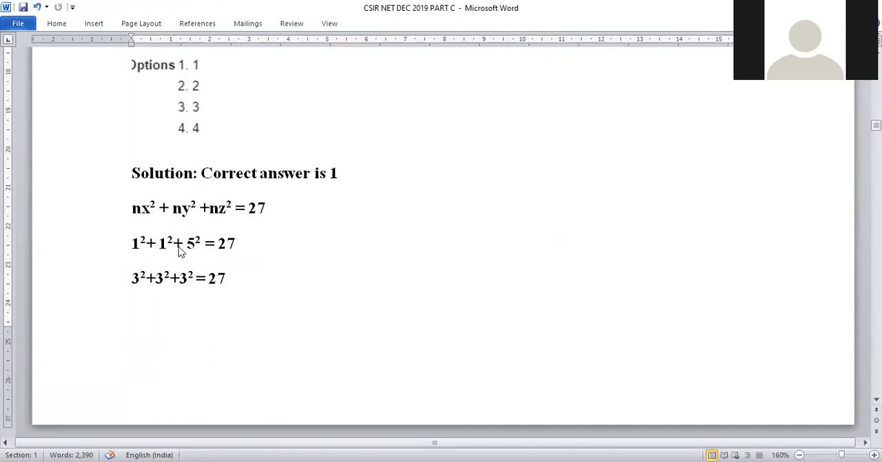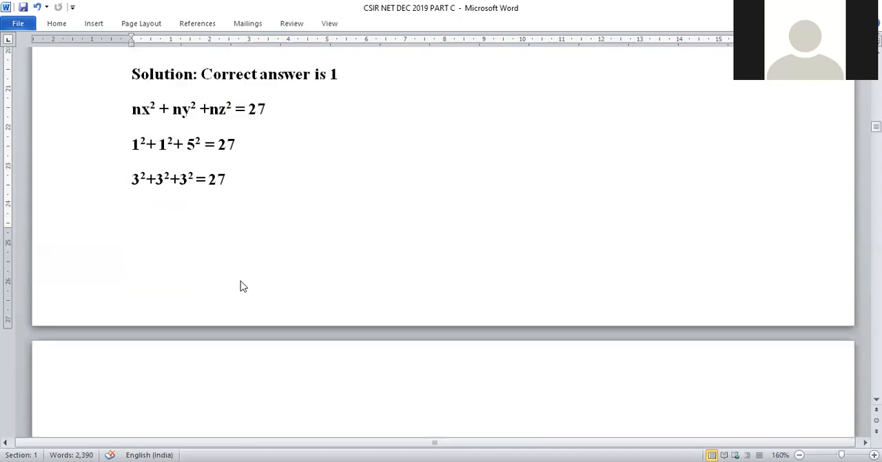So in order to get 27, the 2 possibilities are 1 square plus 1 square plus 5 square is equal to 27. This is one of the options. Otherwise, 3 square plus 3 square plus 3 square, this is also another option. So by using these 2, it is possible to obtain 27, where squares are given. So if we are taking nx, ny, and nz, these squares are also removed.